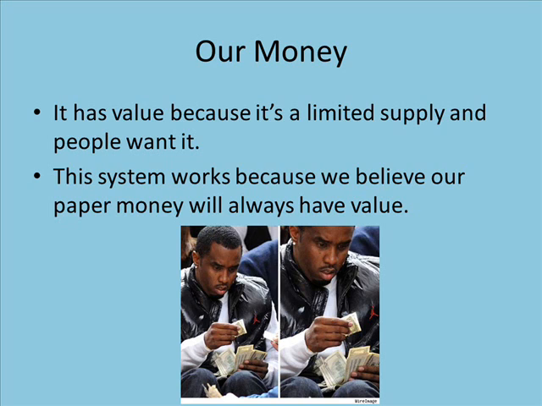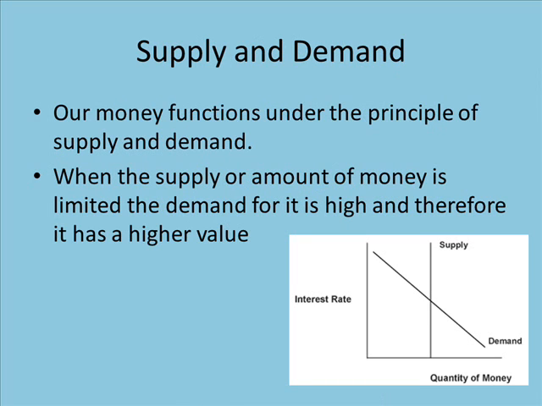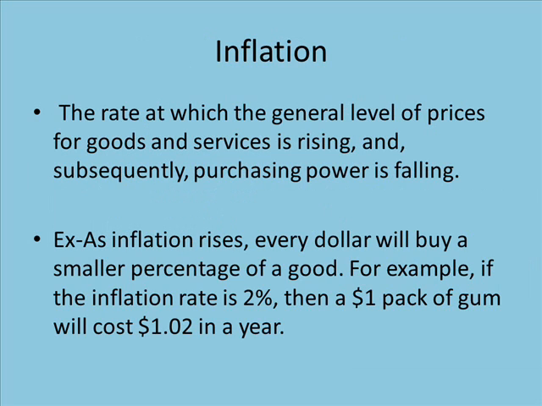Now, this money system is always going to work, and it's always going to maintain our money's value because we believe that money will have value all the way into the future. Our money is based on a system of supply and demand. We've discussed supply and demand in the class. Now, our money functions under this principle because when the supply of money is limited, the demand for it is high. When the demand for something is high, its value is also going to be high. So when we have a smaller circulation of money, we have a higher value of money and our purchasing power is increased.